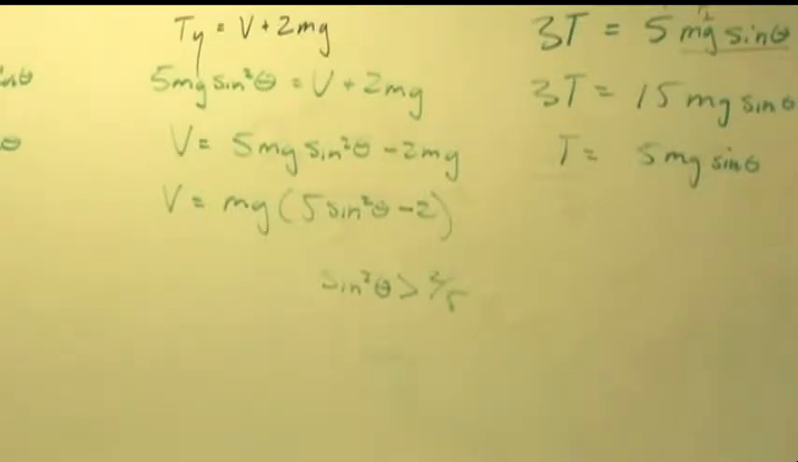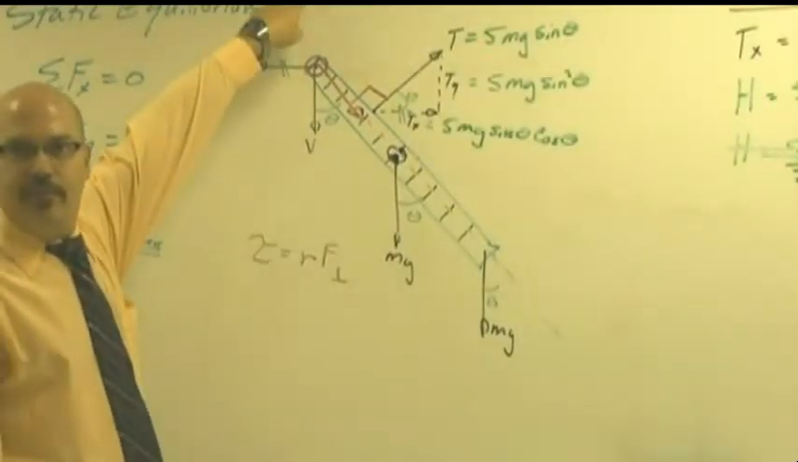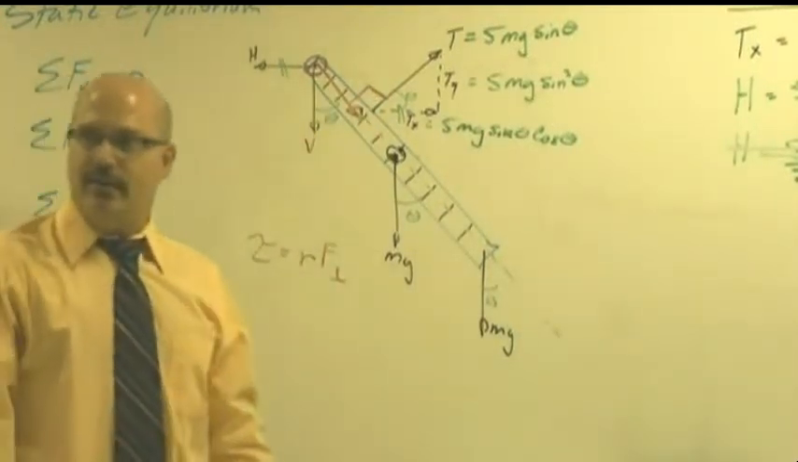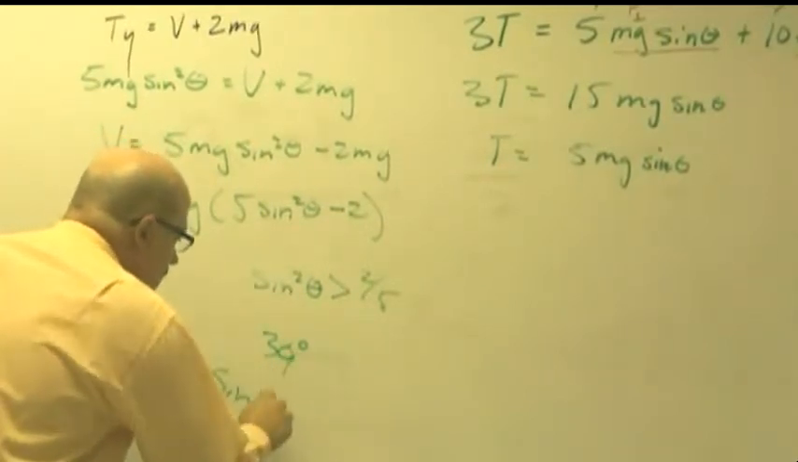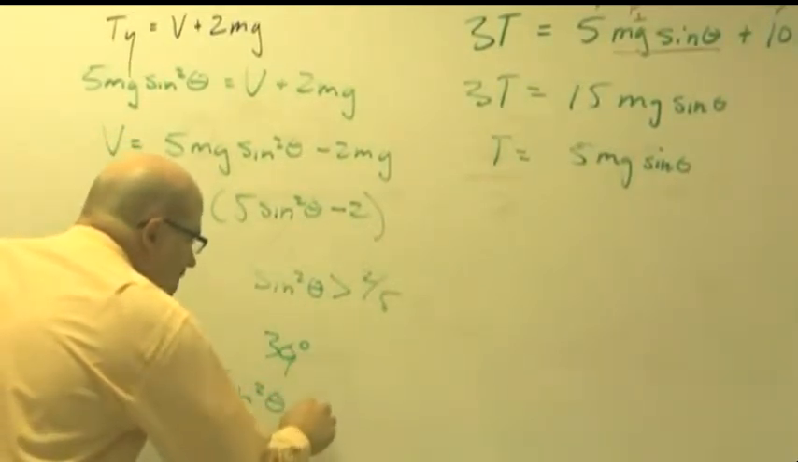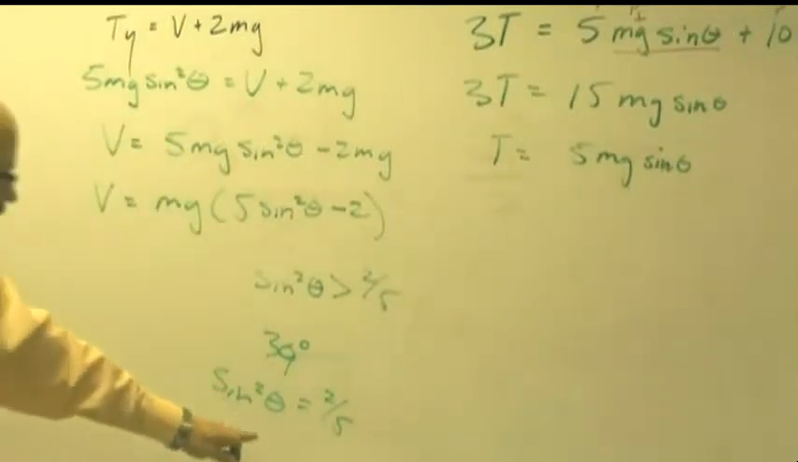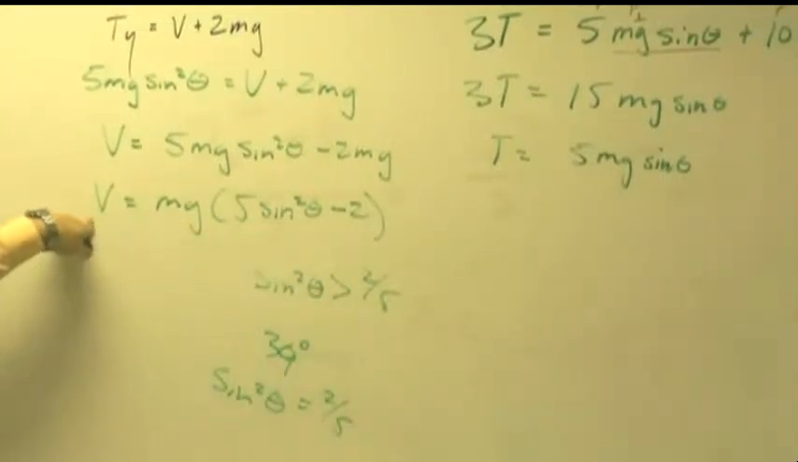If this angle here is under 39 degrees, then V will be upward. If you're over 39 degrees, then V will be downward, like we expected. At 39 degrees, sine squared theta is equal to about 2/5. When you're under that, it will be less than 2/5 and V will be negative, meaning V will be in the opposite direction we pointed it.